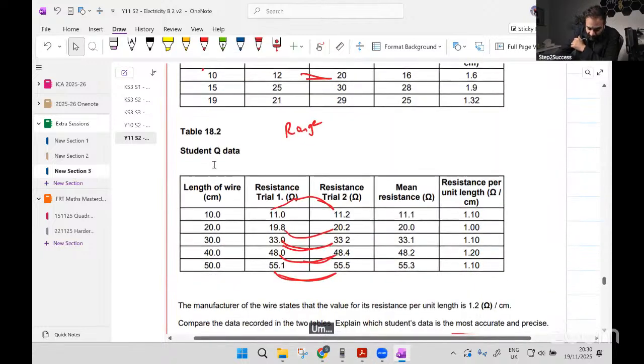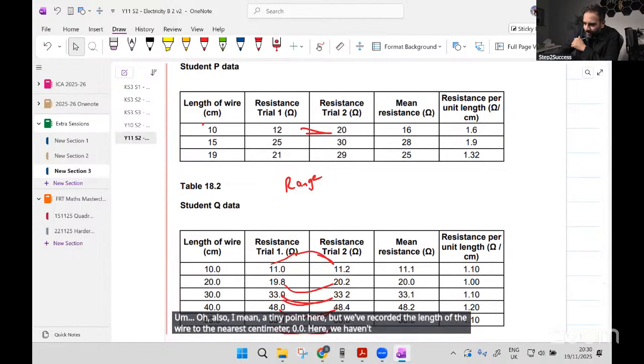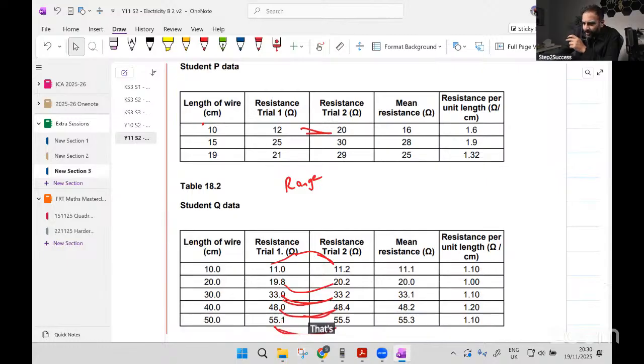Oh, also, a tiny point here, but we've recorded the length of the wire to the nearest centimeter, point zero. Here we haven't put the point zeros in. That's a rubbish marking point.